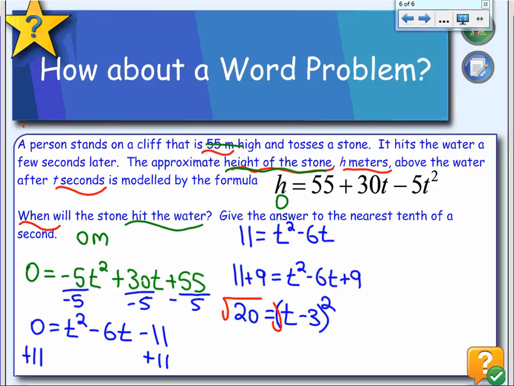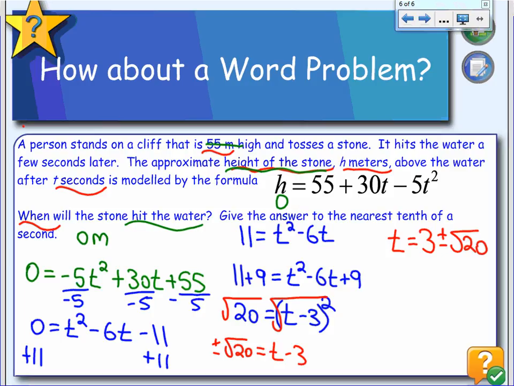And lastly, we need to remember that there's a plus minus in front of the square root. We add 3 to both sides. So t equals 3 plus or minus root 20. If you put that in your calculator, you are going to get 2 answers. One of them is going to be a positive answer, and one of them is going to be a negative answer. Because that's what that plus minus does. We need to make sure that we only use the positive value, because the negative value in this case wouldn't make sense because you can't have negative time.